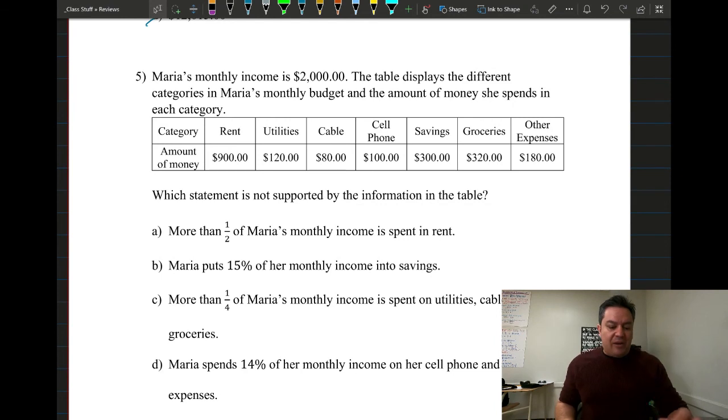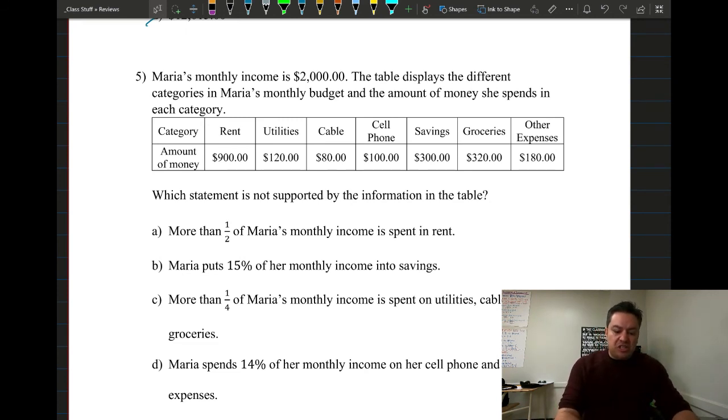Okay, number 5. Maria's monthly income is $2,000. The table displays the different categories of Maria's monthly budget and the amount of money she spends in each category. Okay? So this is going to be like a part over total thing. We're going to compare them like when we talked about the circle graphs and all that. When we talk about budgets, this is what it is.